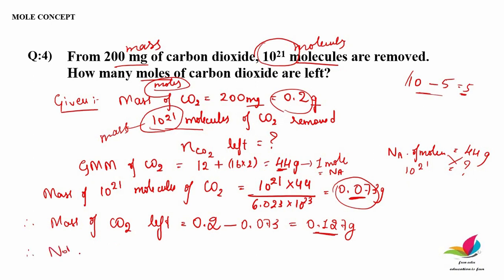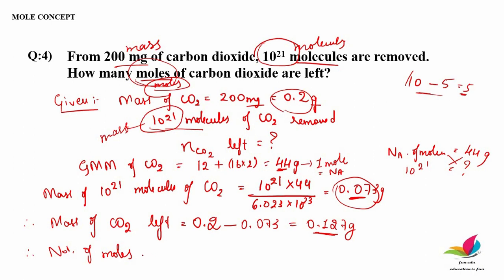Therefore, see, we have already got our answer actually, mass of carbon dioxide left. How much carbon dioxide is left? That is 0.127 gram. But they have asked us to find the answer in terms of what? In terms of moles, not in terms of mass, correct? If they had asked simply how much carbon dioxide is left, then this is the answer in terms of gram. But they have specified moles, how many moles. So we have to convert this mass into moles.